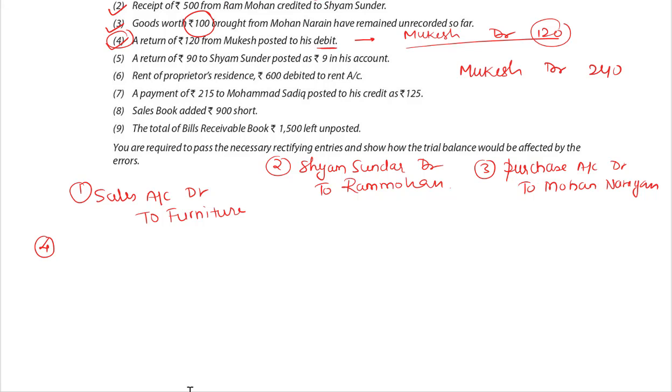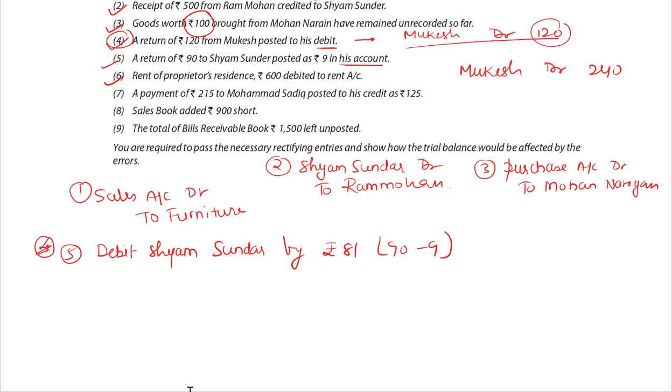Fifth, a return of 90 to Shyam Sundar posted as 9 in his account. This is also a similar case. This is a return of 90 to Shyam Sundar. This is a purchase return posted as rupee 9 in his account. That means we need to debit Shyam Sundar's account by 81. Point number 5. Debit Shyam Sundar by rupee 81. 90 minus 9.